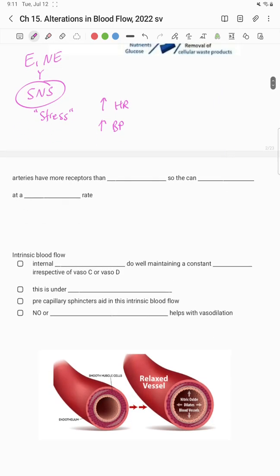Arteries have more receptors than veins, so they can vasoconstrict at a greater rate. Arteries can vasoconstrict at a greater rate than veins.